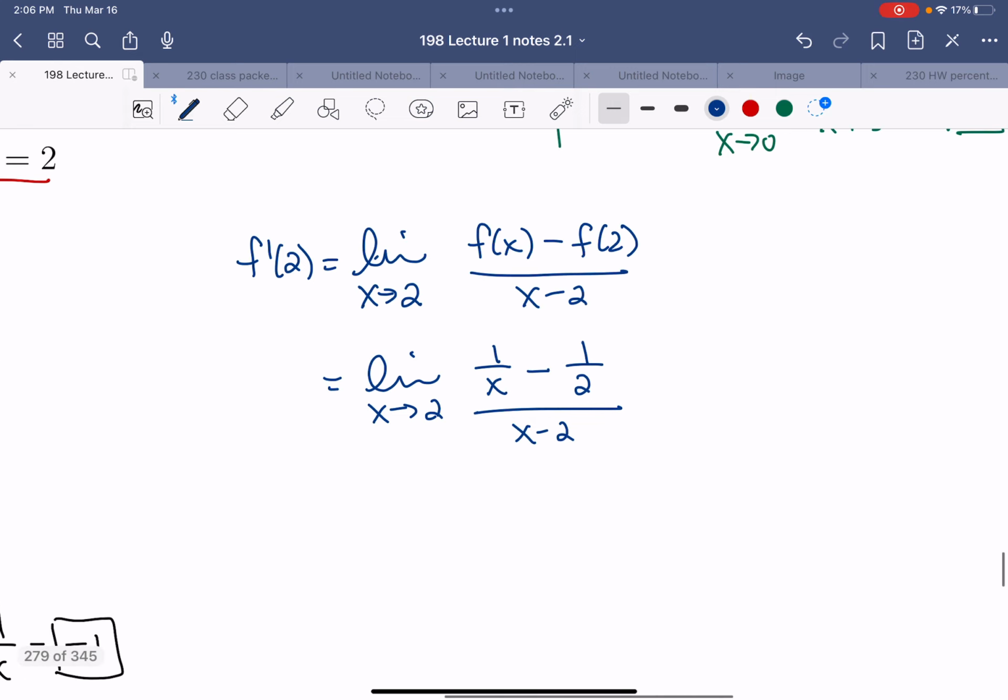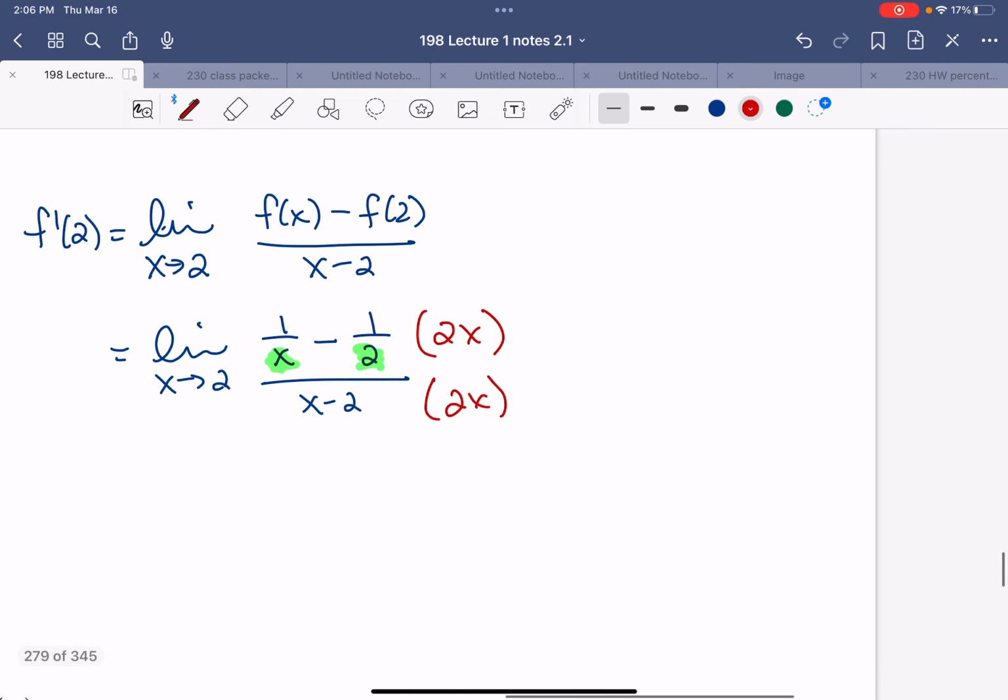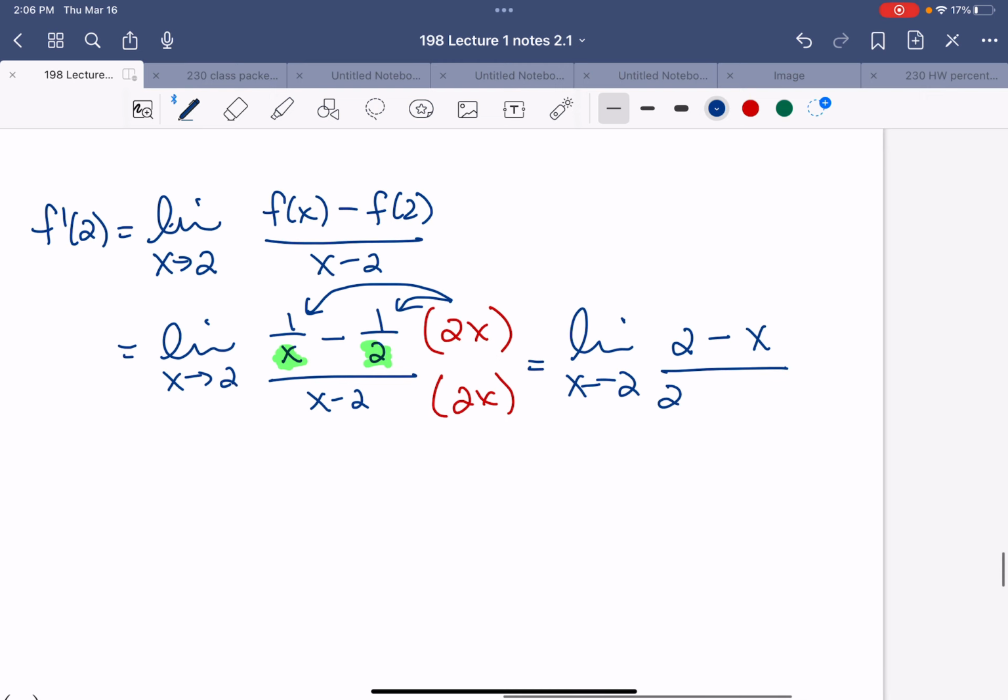Now, in this case, I have two denominators that I need to clear. I need to get rid of the x and the 2. So I'm going to multiply by both of them. So I'm going to multiply by 2x, top and bottom. And what that does for me is that makes this the limit as x goes to 2. When I distribute this to this term, the x's will cancel and I get just a 2. When you distribute it to this term, the 2's cancel and I get just an x. On the bottom, I've got my 2x times x minus 2.